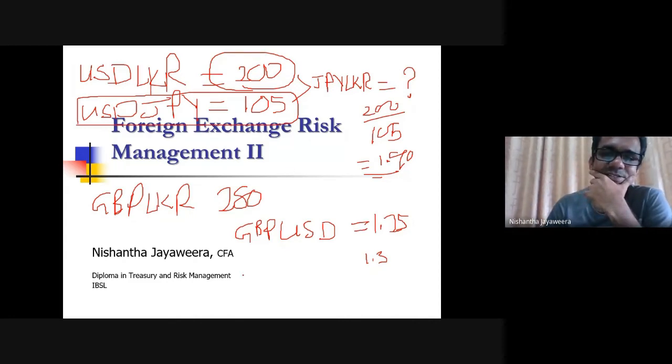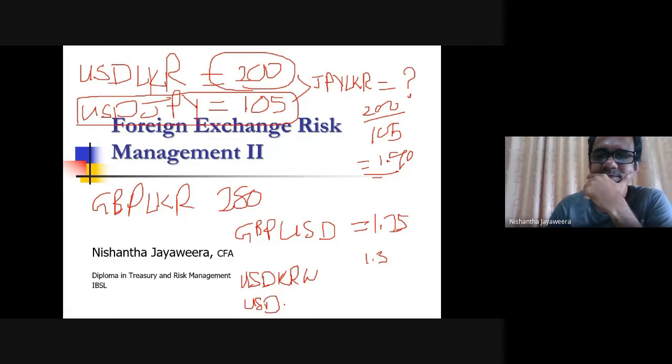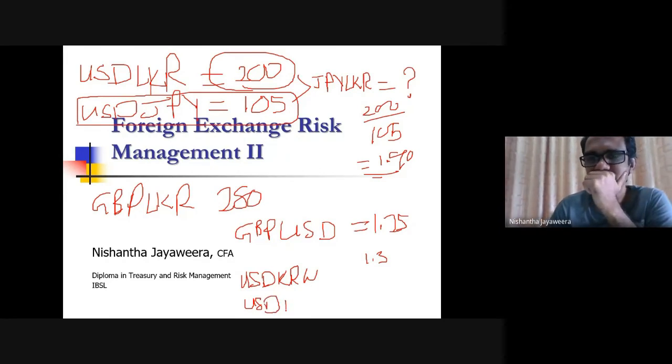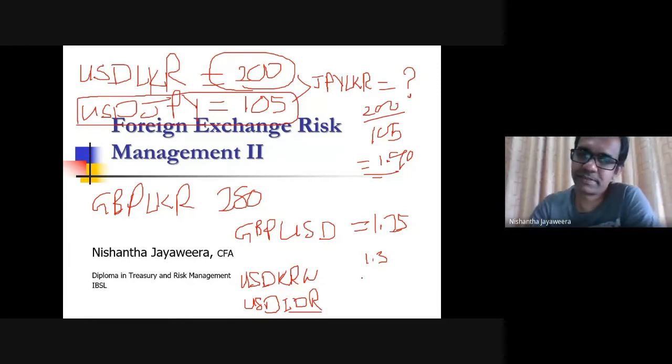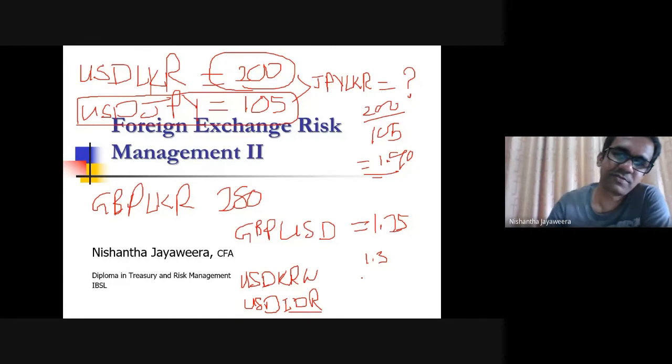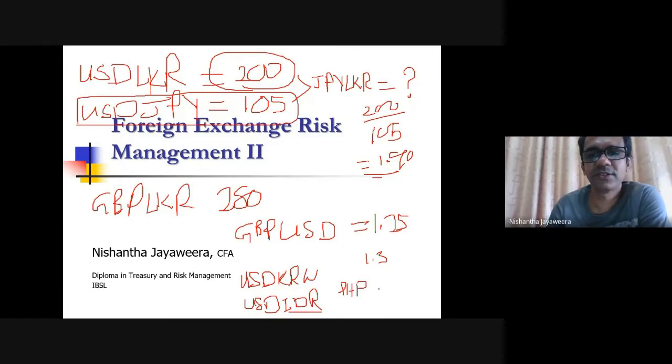What is the USD Korean won rate? What is USD Indonesian rupiah? If I remember, it's IDR, I think. What is the exchange rate? The Philippine peso against the dollar. Check those things.